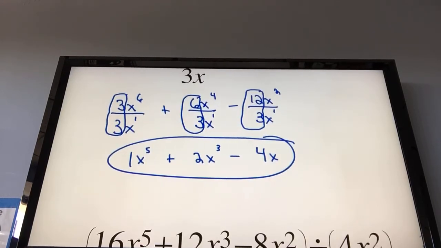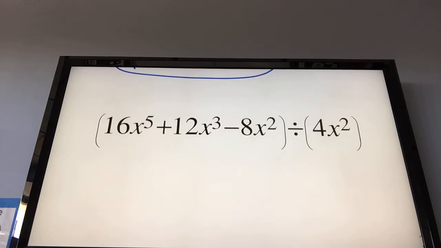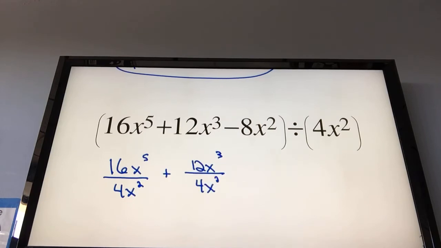Okay, questions so far? All right, so I'm going to split these up and simplify each one. Now we do have a power on the monomial, the 4x to the second. And it turns it into basically like 3 separate questions.